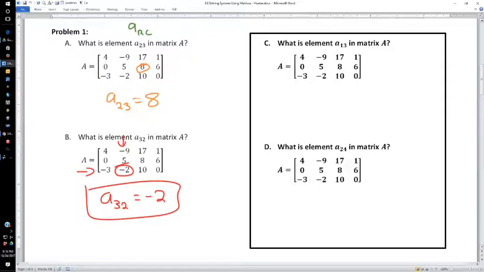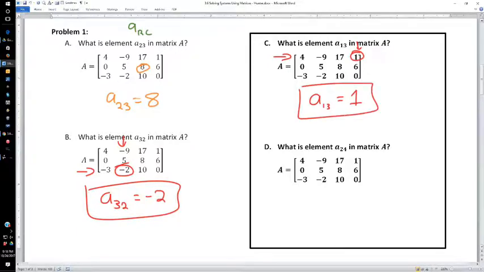All right? Pause. All right, hopefully you paused it. If you didn't, go back and pause it now, please. All right, here we go. Element A13, well, row 1, column 3, that would be the 1. So A13 equals 1.